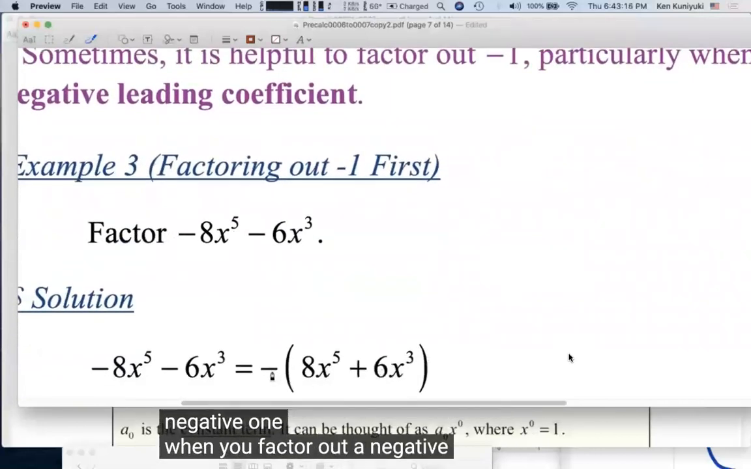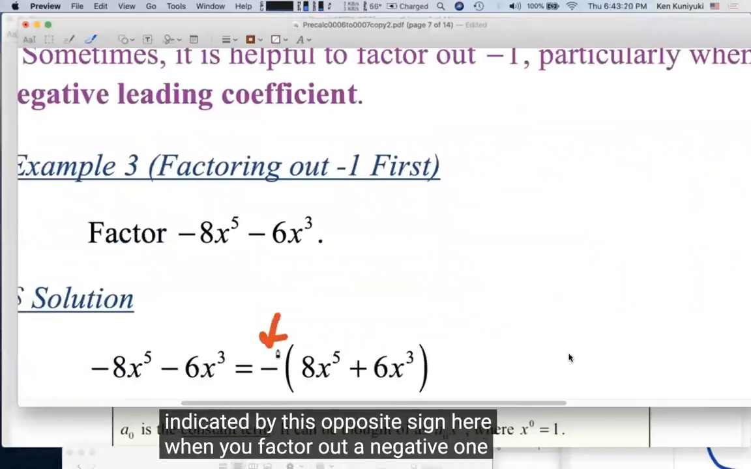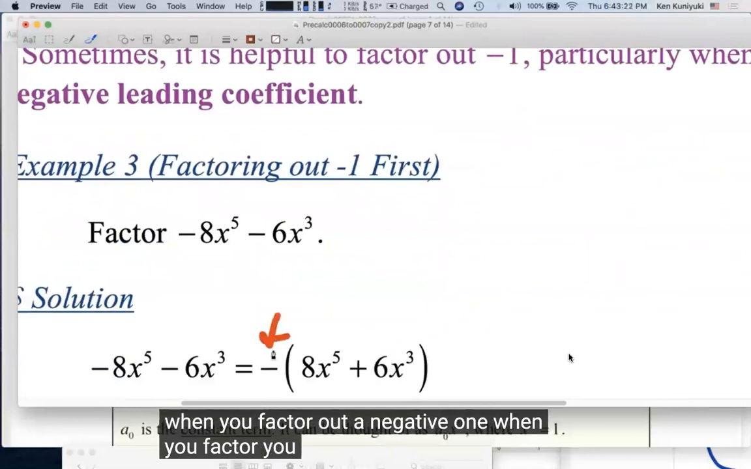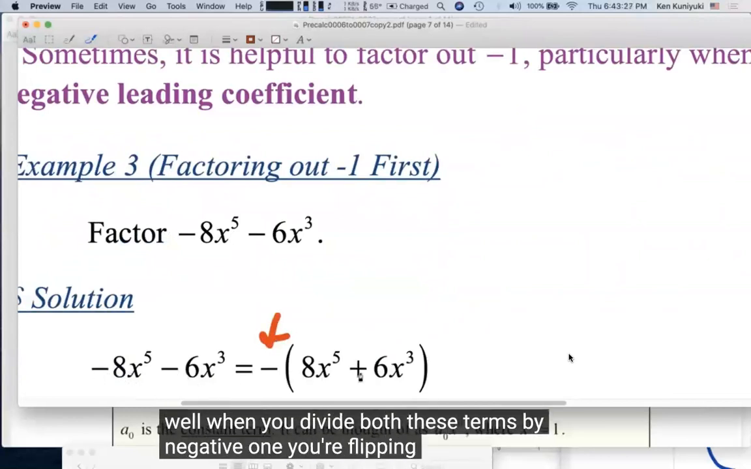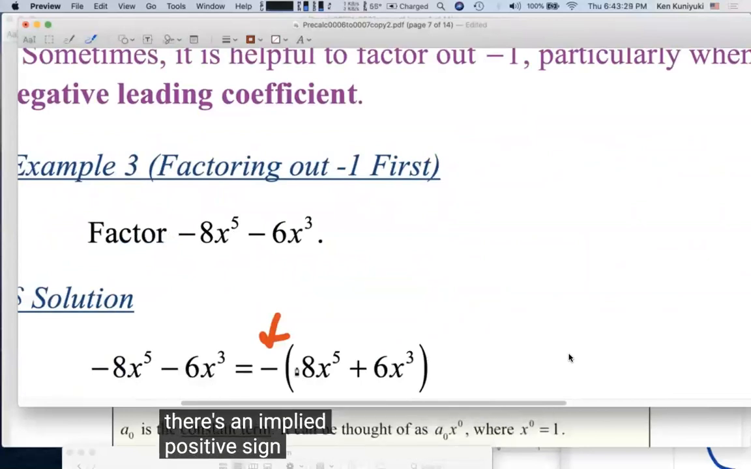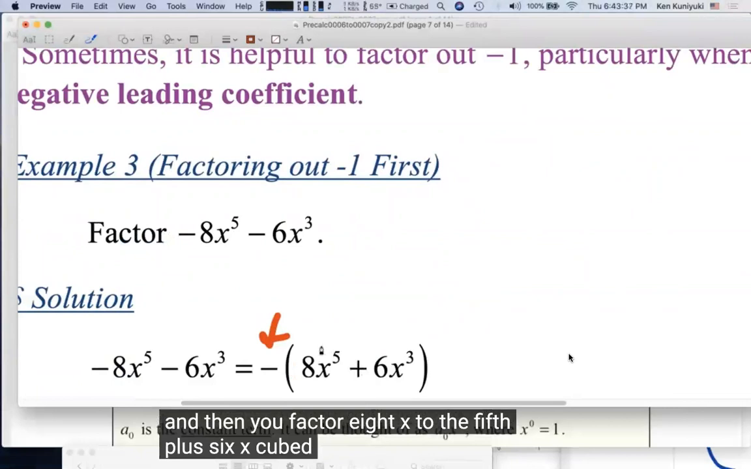When you factor out a negative 1, indicated by this opposite sign here, when you factor, you divide. Well, when you divide both these terms by negative 1, you're flipping the signs. There's an implied positive sign in front of the 8. And then you factor 8x to the 5th plus 6x cubed.